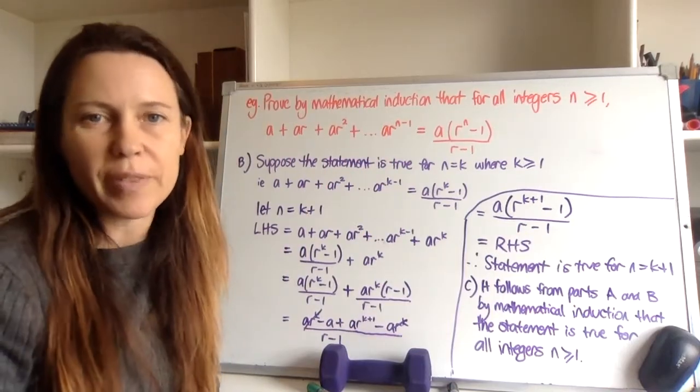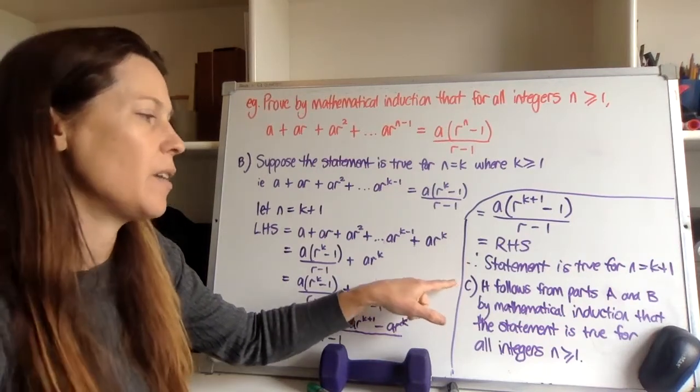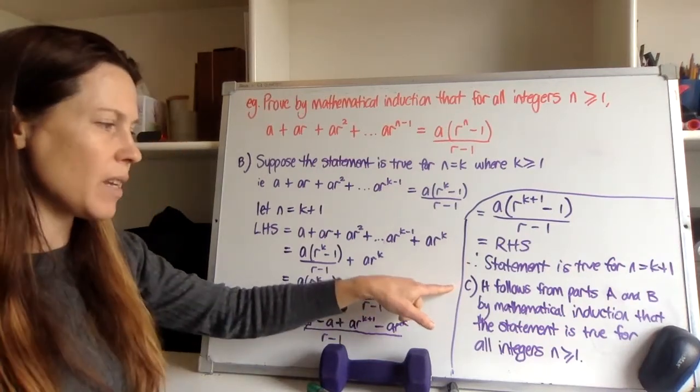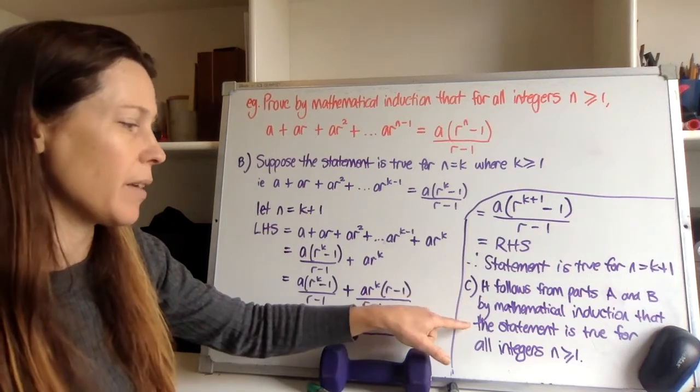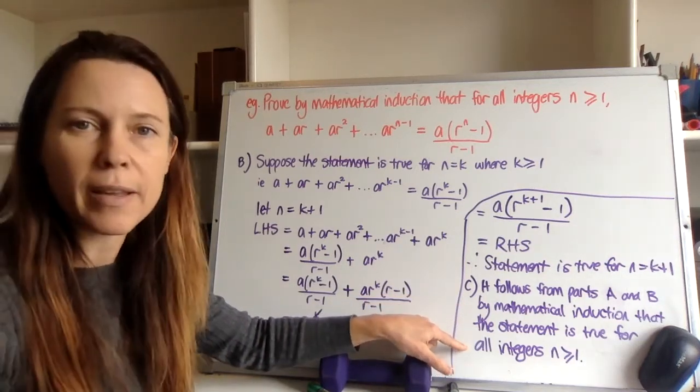And then we finish off the same way every time. Part C of our proof is to say it follows from parts A and B by mathematical induction that the statement is true for all integers n greater than or equal to 1.